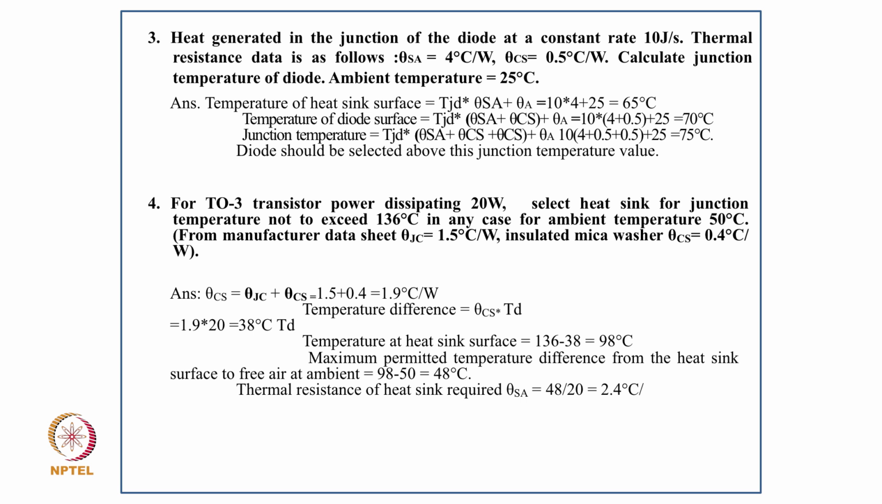Temperature of case surface is 10 into 4.5 plus 25, that is 70 degrees. Junction temperature, similarly calculated, is 75 degrees. So the diode should be selected above this junction temperature value.